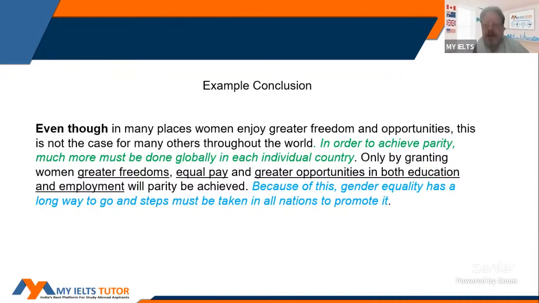And then the sentence in the final paragraph in blue is basically a call for action, meaning I'm making the suggestion that more needs to be done and that all nations need to promote it. So that's my conclusion. If you follow this type of pattern, you'll write a really good conclusion, which will really help you write a very good essay. So that's the sample conclusion.